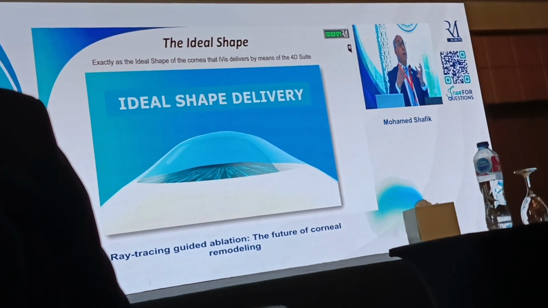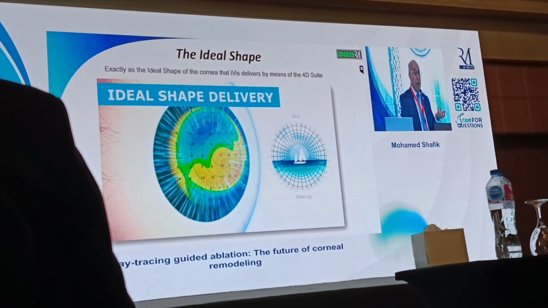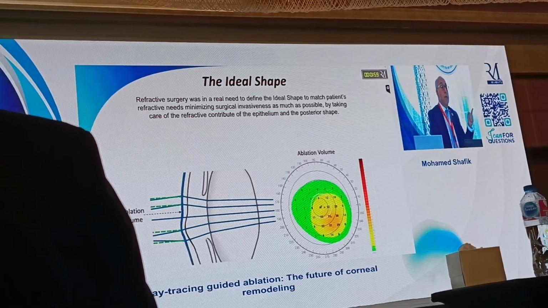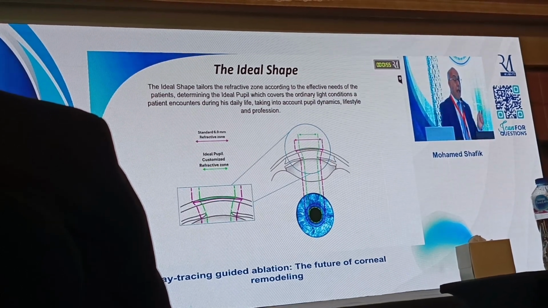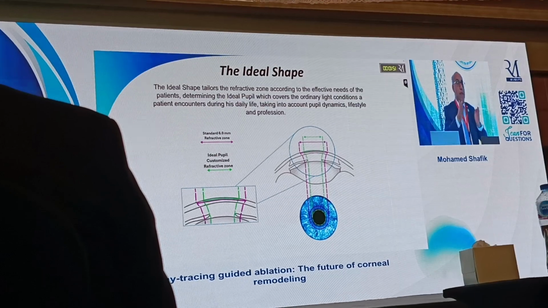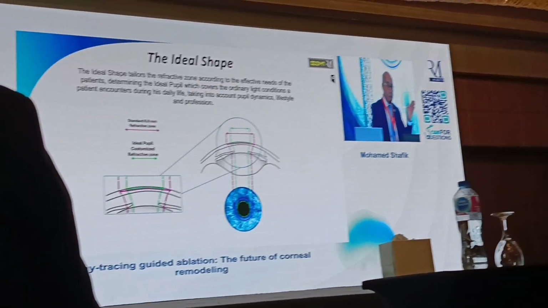So the idea of the ideal shape will be totally different, and will also be dependent on the pupil size. This is the reversing back of what is called ray tracing, and relating it to the ideal pupil size, which we define as the pupil that suits every patient, not one size fits all.